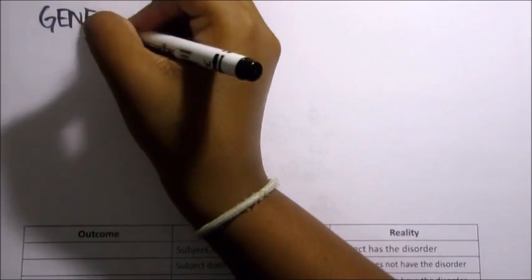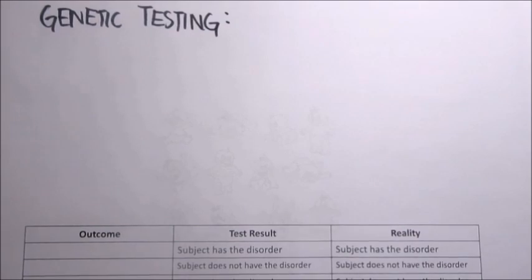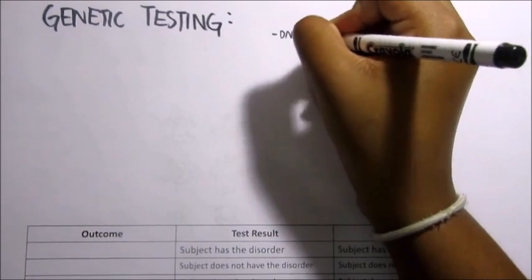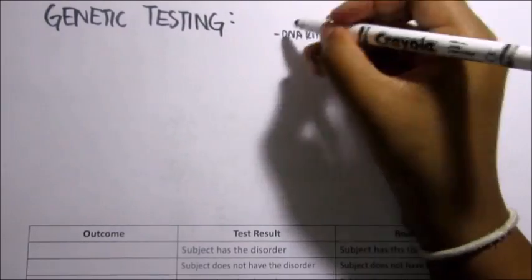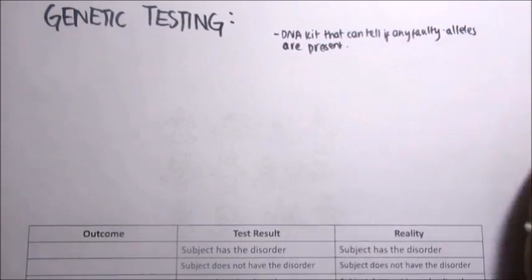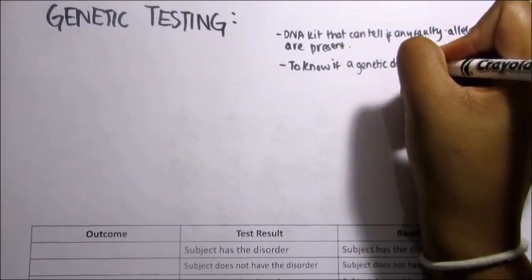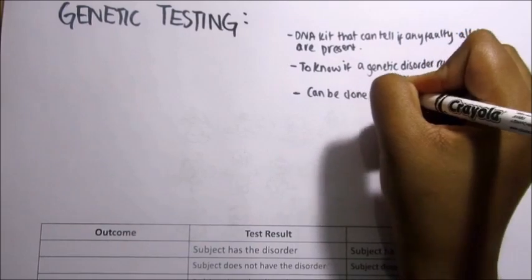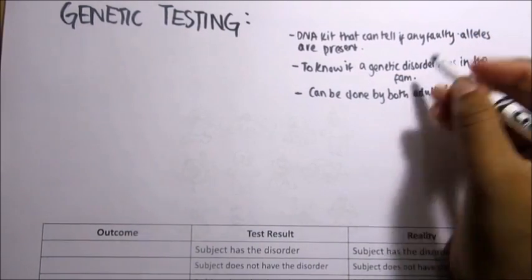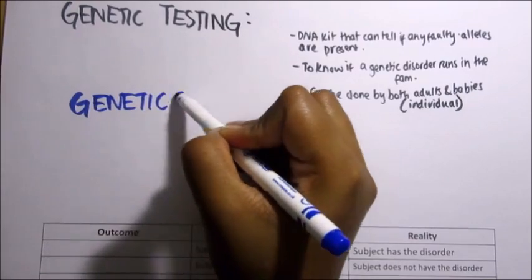Now, with genetic testing, it can be done on adults or even babies like we did before. There are different types of methods, and one includes having a DNA kit that can tell if any faulty alleles are present. It is done to know if a genetic disorder runs in the family. It can be done by both adults and babies, and it is done on individuals.